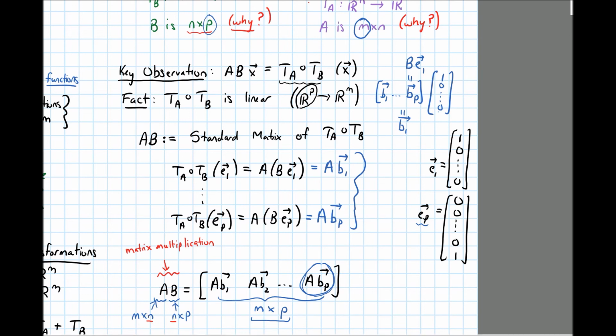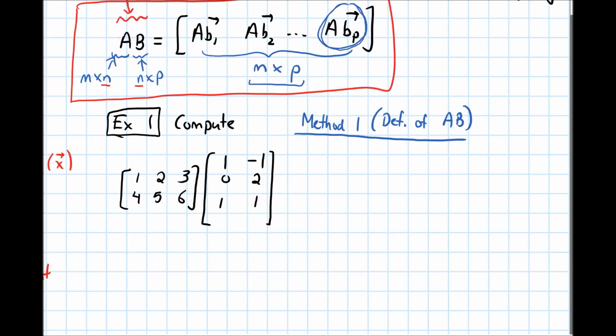Okay, so let's do an example. Here's the example. Let's compute the product of these two matrices using this definition of A times B. The first thing I want to do is check that the sizes match up and work out. So this first matrix has 2 rows and 3 columns. The next matrix has 3 rows and 2 columns.